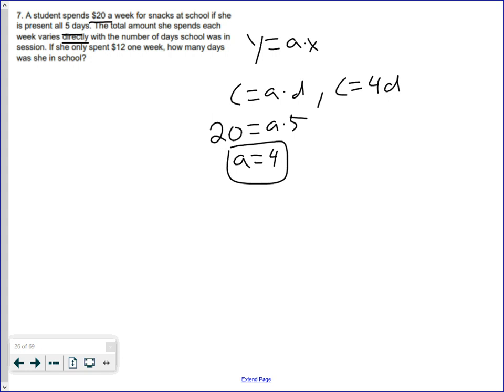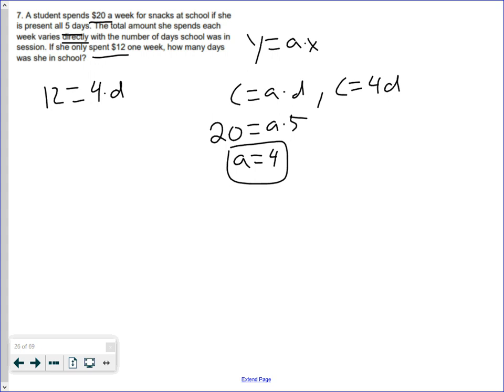All right, so now we want to figure out how many days she would be in school if she only got $12 in 1 week. So what we're saying is when C is 12, what's our D? So it's 12 equals 4 times D. Had that backwards.